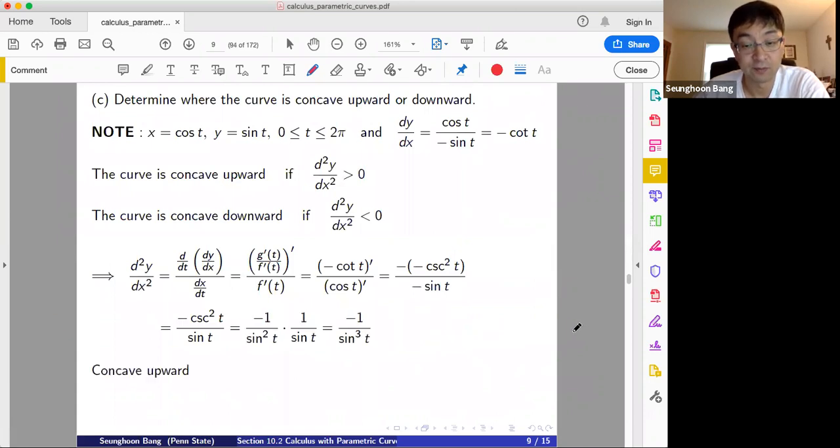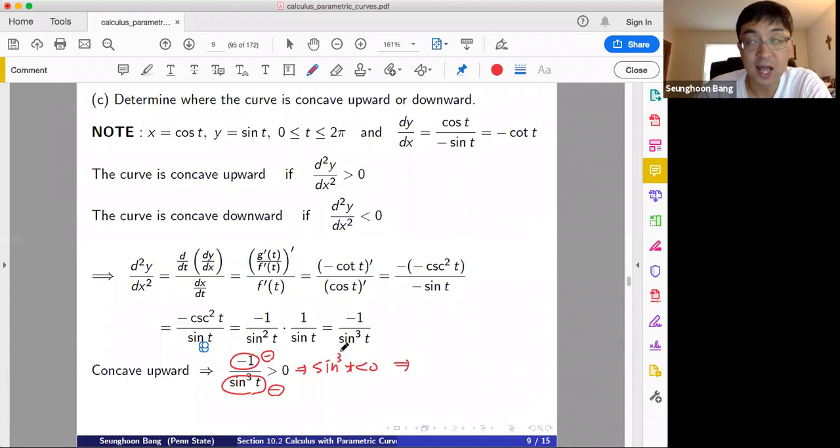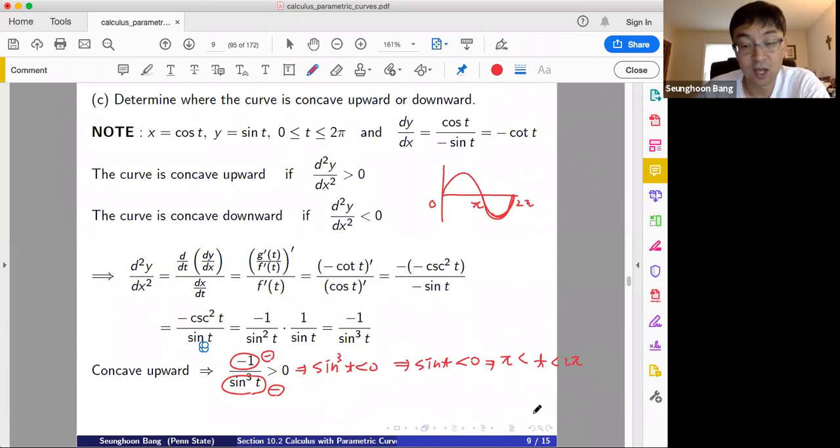So what about the concavity? For the second derivative to be positive, the top is negative, so the bottom must also be negative. Sine cubed t is less than 0. The power 3 is odd, so inside, sine of t is less than 0. For concave upward, sine of t is less than 0. You can draw the graph of the sine function, 0, pi, 2 pi. The sine function is negative only here, when the t value is between pi and 2 pi. Like this, it is concave downward.